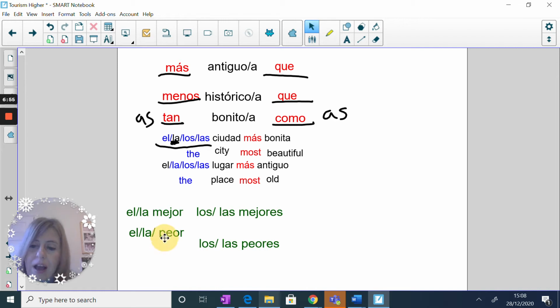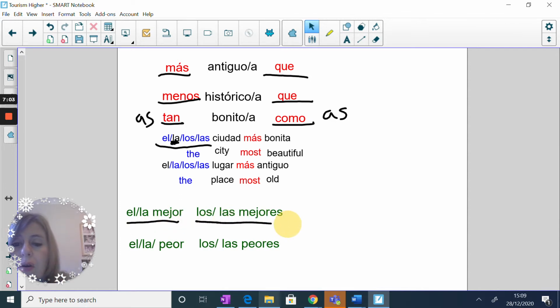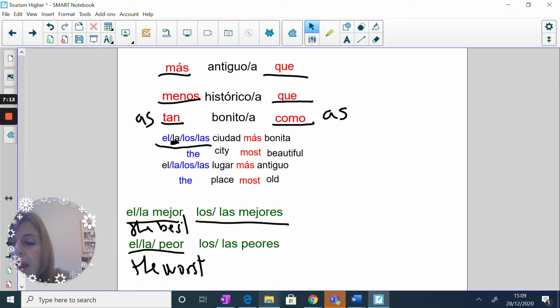And then we have this. Okay, what does it mean? El mejor would be the best. Los or las mejor is the best as well when I'm referring to something plural. Peor would be the worst. So that would be the best. And los or las peores, the worst as well when I'm referring to something plural.